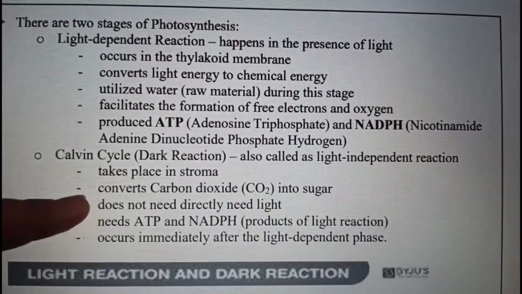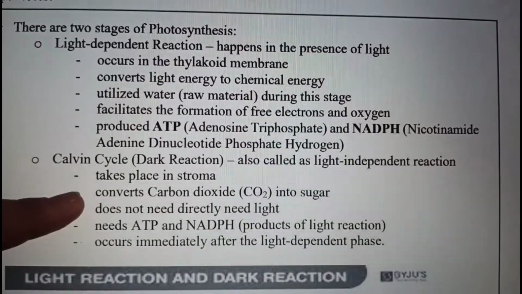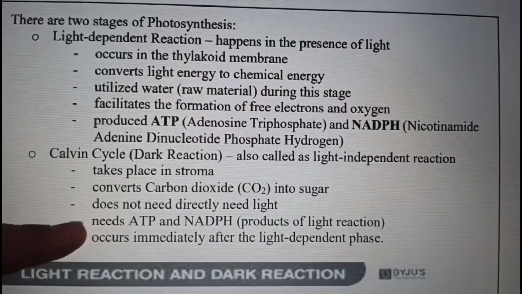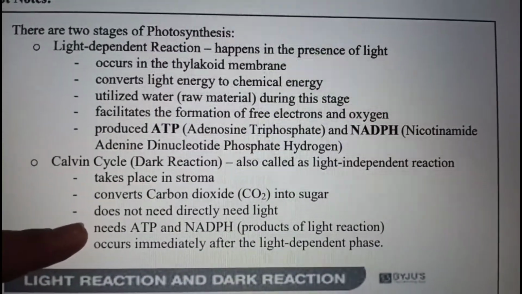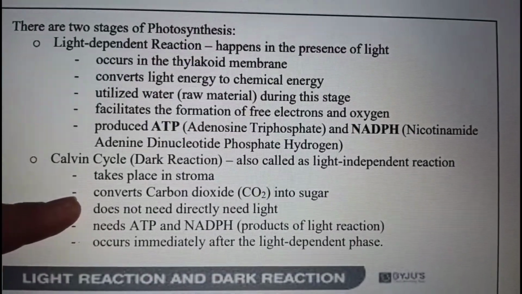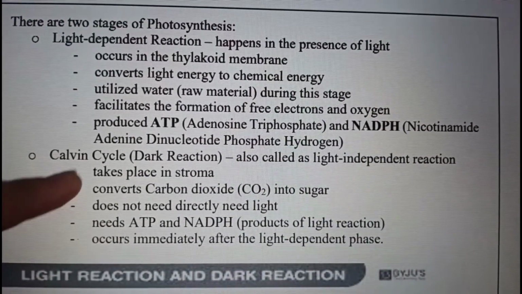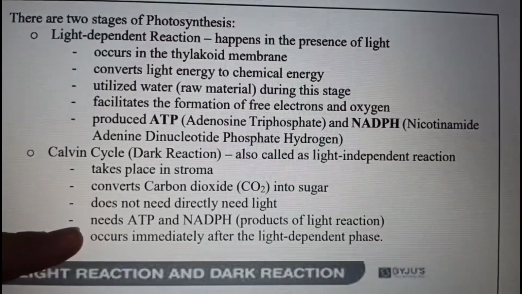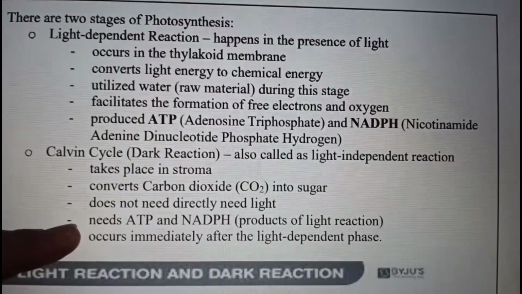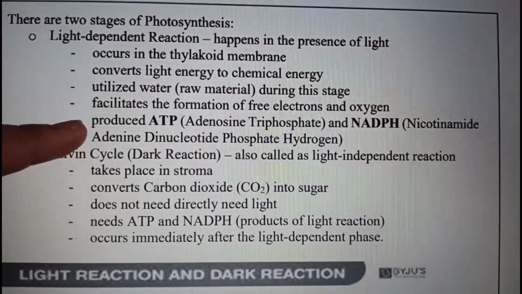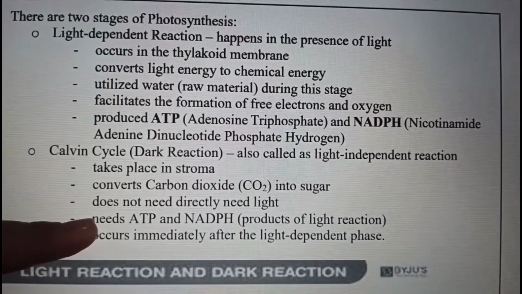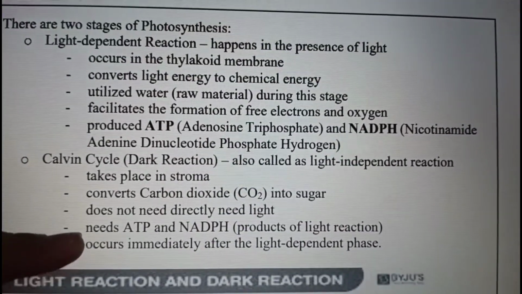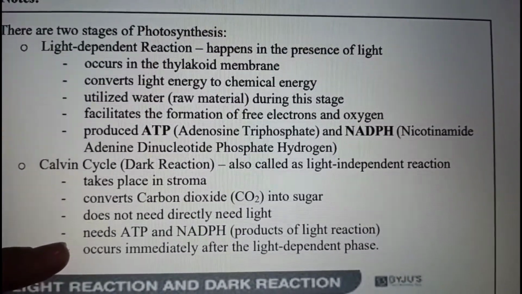Then carbon dioxide will be converted into sugar. It does not directly need light. As I said, it is a light independent reaction. It doesn't need light, so that is why it is called the dark reaction. Then it needs ATP and NADPH, which are produced from the light reaction, needed by the Calvin cycle or the dark reaction, which occurs immediately after the light dependent phase.